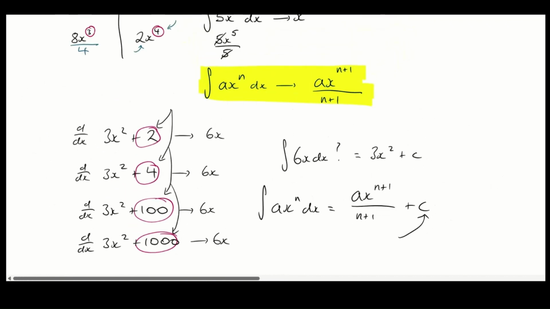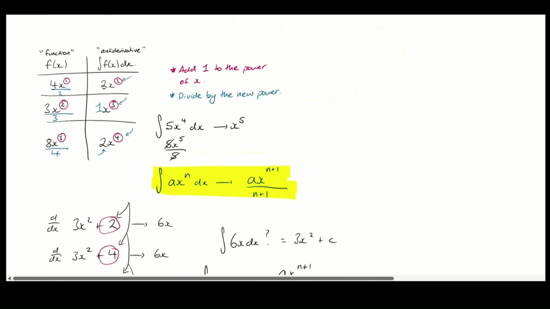Well, that's it for antidifferentiation. We add 1 to the power and we divide by the new power.